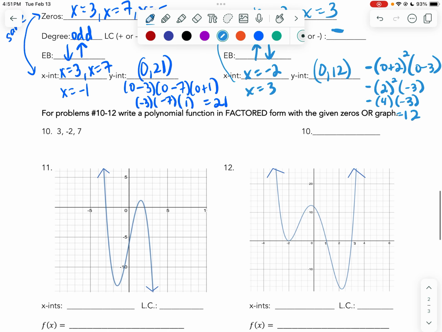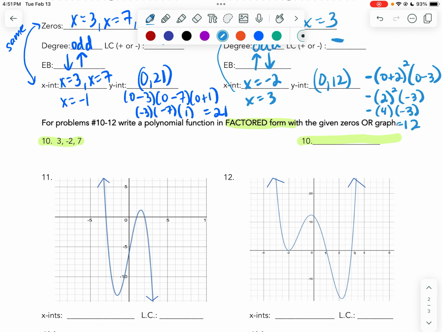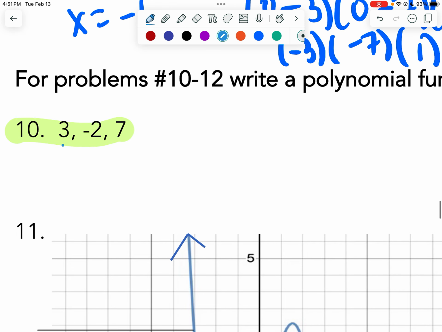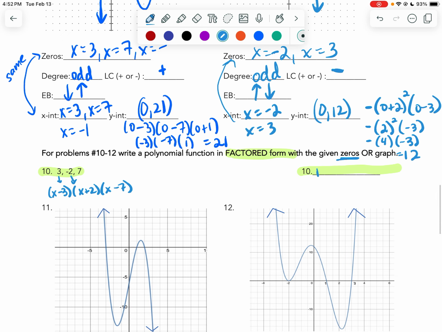Last thing then is just writing the equations. 10 goes here, by the way. So if we want to write this in factored form, this is just the opposite of what we were just doing. So if these are the zeros, the factor and the zeros are opposites. So if that's positive 3, the factor would be x minus 3. This one would be x plus 2, and the last one would be x minus 7. That's your equation right there. Technically, when you write a function, you can put f of x, but then it's exactly what we just said right there. Okay, simple as that.